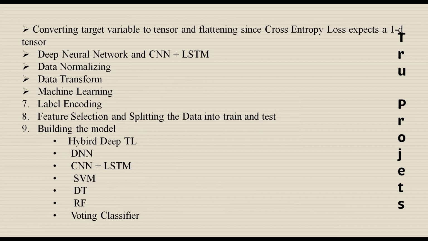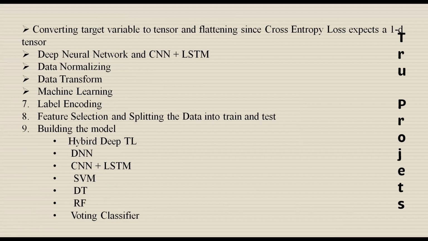Data transform. Data transformation encompasses various pre-processing techniques like feature scaling, encoding, and dimensionality reduction to improve the quality of data for modeling. Machine learning. This likely refers to the application of various machine learning algorithms such as support vector machine (SVM), decision tree (DT), random forest (RF), and voting classifier to predict stroke risk based on the processed and transformed data.